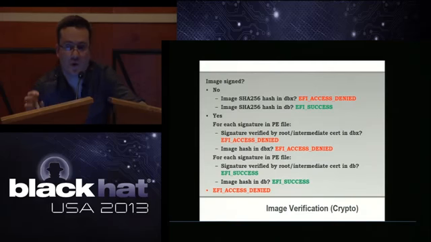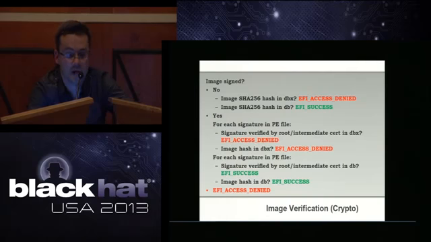Then, once those checks have passed, of course you need to check the actual crypto. Essentially, hashes or signatures are verified by secure boot. If the image is not signed, then the flow checks for a SHA-256 hash. If it's found in the prohibited database, then the image is not allowed to execute. Otherwise, if it's found in the allowed database, then the image is allowed to execute.